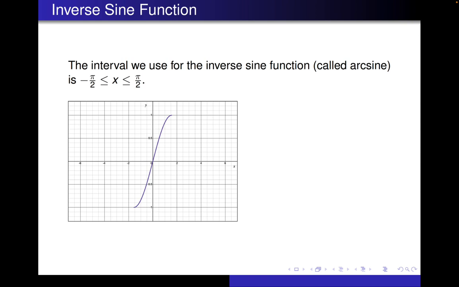So the left part of that graph is down at x equals negative pi over 2, and the right part of the graph is at x equals positive pi over 2. And notice that if we draw any horizontal line, it's going to intersect that graph at most once.